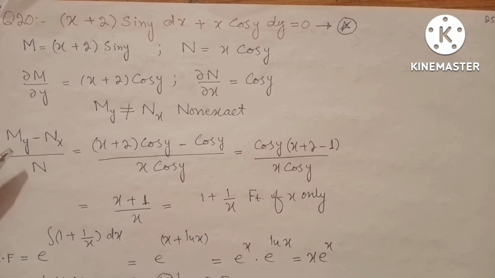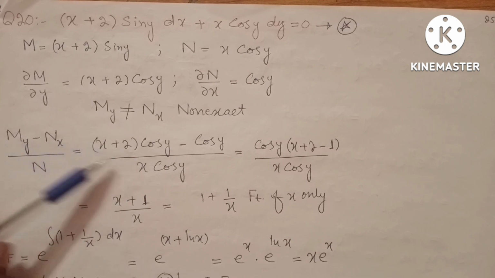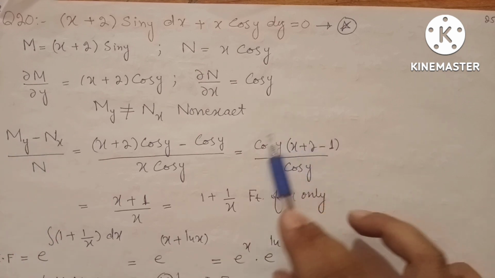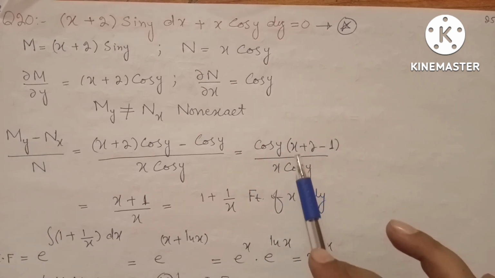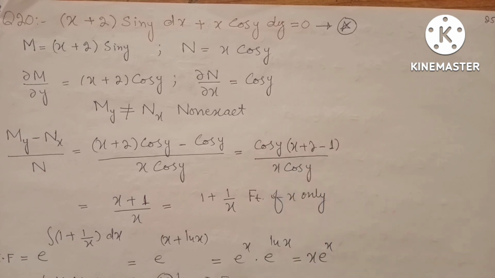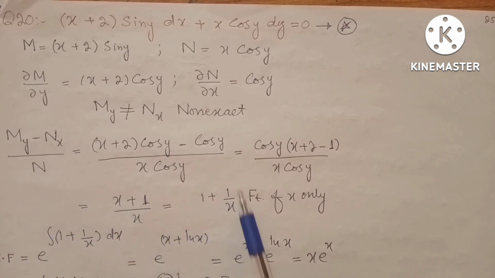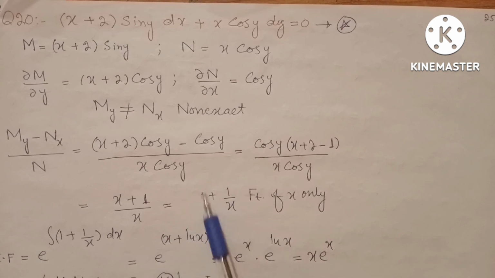So we will try to find the integrating factor from (M_y minus N_x) divided by N. After putting the values of M_y, N_x and N, we get this result, cos y into (x plus 2) minus cos y, over x cos y. After some simplification, we will get (x plus 1) over x, or 1 plus 1/x, which is a function of x only. So we will find the integrating factor, which is e raised to the power integral of these two terms. Through this we get x e^x.